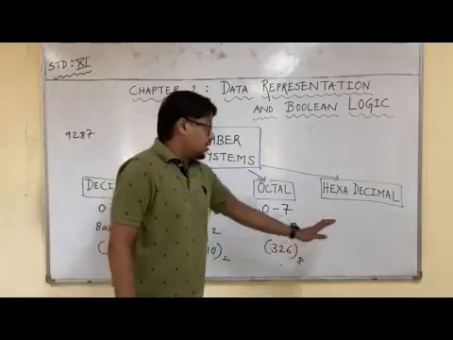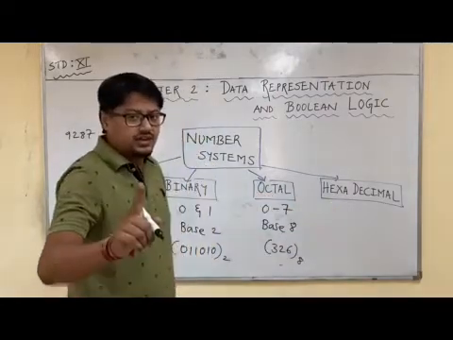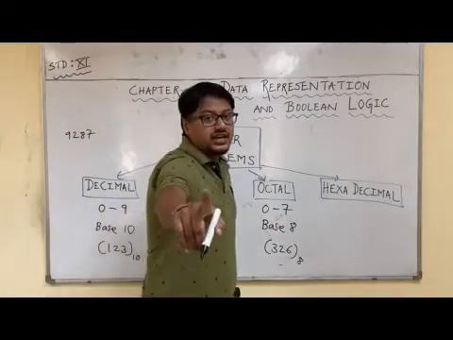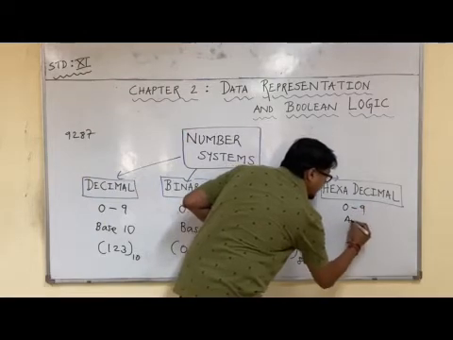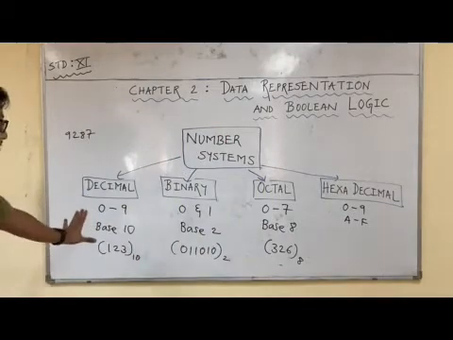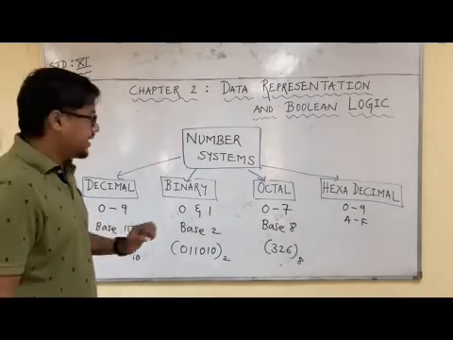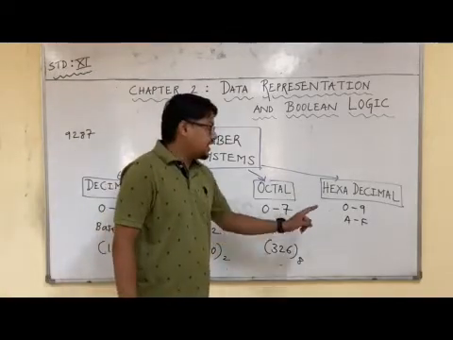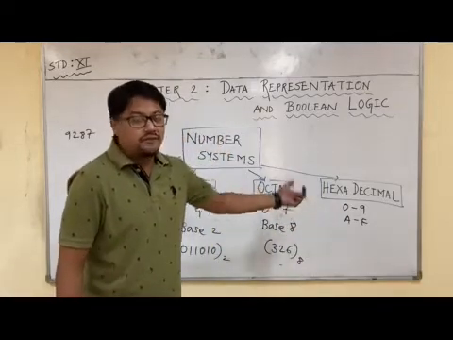And finally, we are going to discuss the hexadecimal number system. This is a little different from all of them. Here, allowed digits and characters are 0 to 9, A to F. In decimal we are using numeric data, in binary we are using numeric data, in octal we are using numeric data. In hexadecimal we are referring to numeric as well as character or alphabet data.